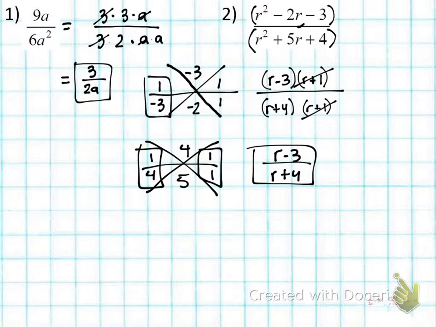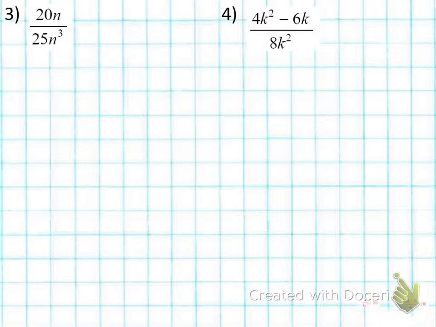Alright, let's have you talk to your neighbor. Let's have 1 tell 2 about number 1, and 2 tell 1 about number 2. Ready, set, and go. Let's do a couple of these together. Let's jump to number 4. So skip number 3, please. Let's do this one together.